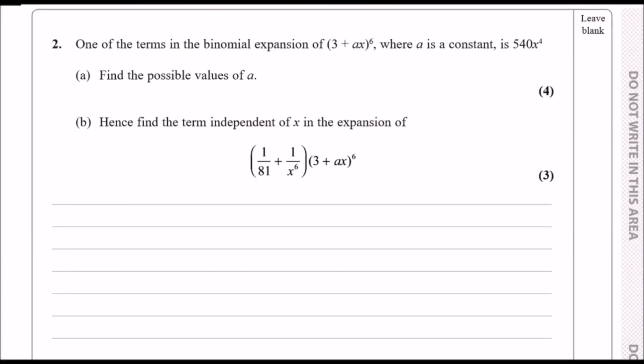Okay, question 2. One of the terms in the binomial expansion of (3 plus ax) all to the power 6, where a is a constant, is 540x to the power 4. Okay, find the possible values of a. Now, for this question, and interestingly for all the binomial expansion questions, the best thing you always want to do is always try and expand this as much as you can until you get to x to the power 4. Because the main idea is to pretty much equate this to some term over here.